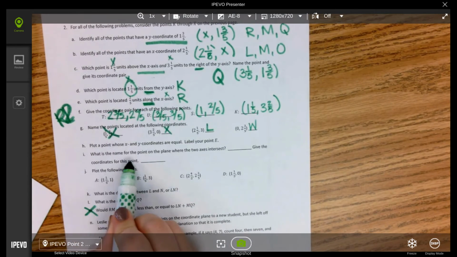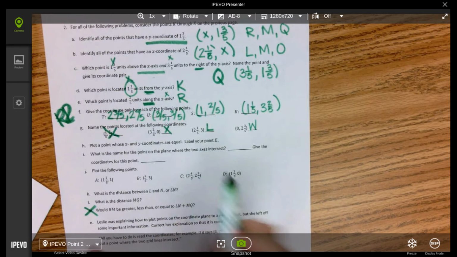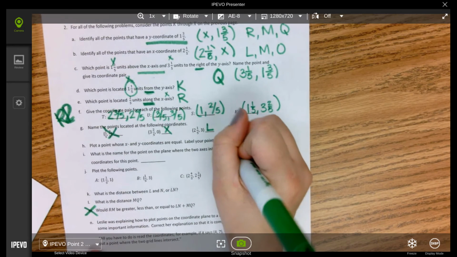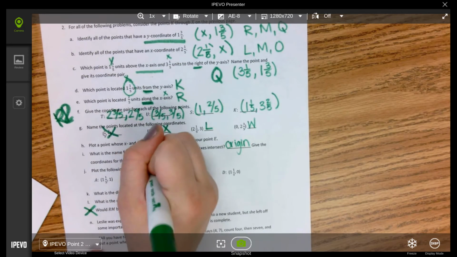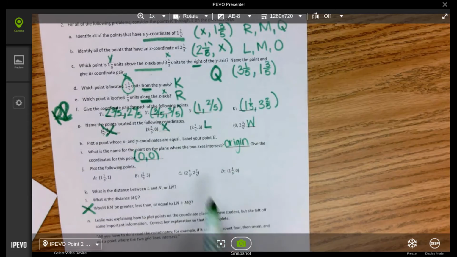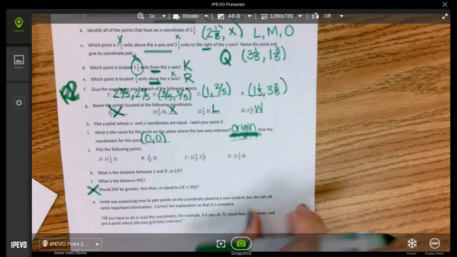What is the name for the point on the plane where the two axes intersect? That is called the origin. And the coordinates for that are 0, 0. That is a vocab word you need to know.